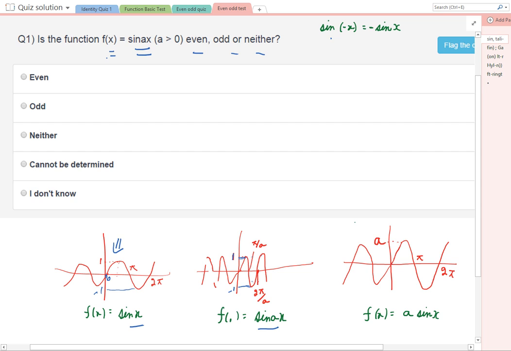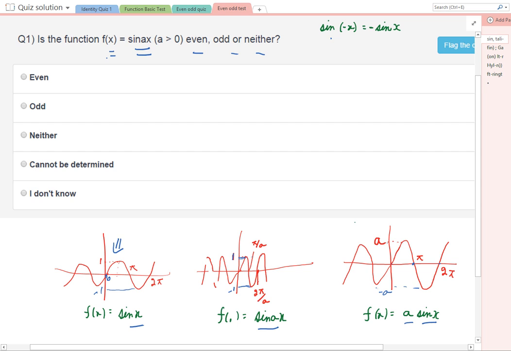ax will only change the frequency depending on whether a is greater than 1 or less than 1. You can predict whether the graph would squeeze or would expand, as in whether its frequency will increase or decrease. But what is to be kept in mind is the amplitude remains the same. If in place of sin(ax) we had a sin x, points at which it turns 0 would have remained the same, but the amplitude would have changed to a and -a. And you should think why it happens.